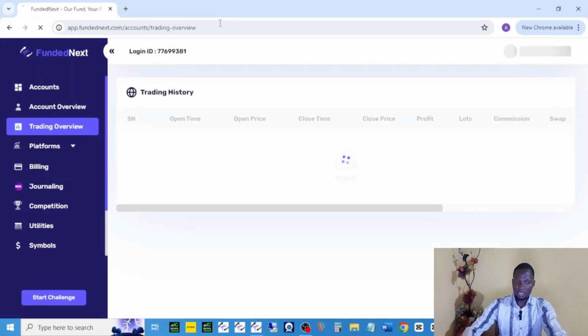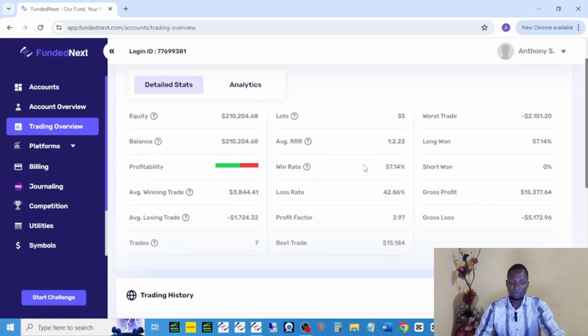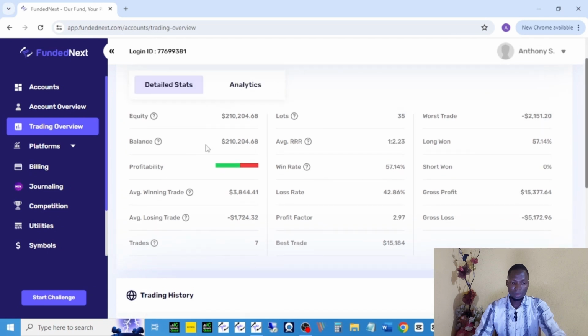The overview is yet to load. Yeah, this is the overview, the trading overview. You can check here as well for you to be sure. This is the trading overview, the profitability, the winning rate. I have about a 57% winning rate, the losing rate, a profit factor of 2.97, best trade, gross profit, gross loss, and this is the worst trade.